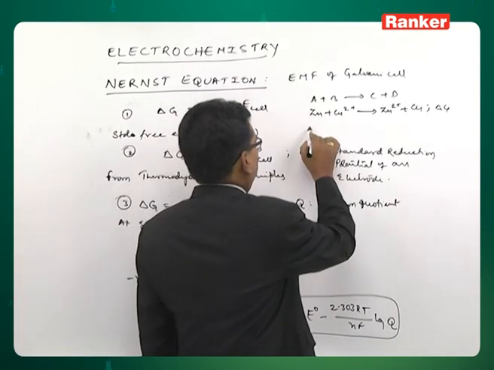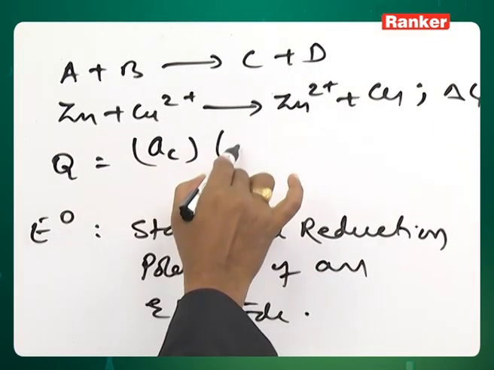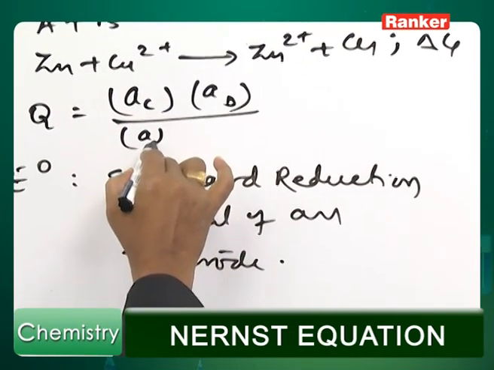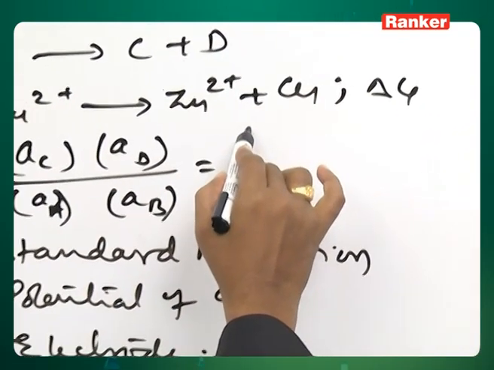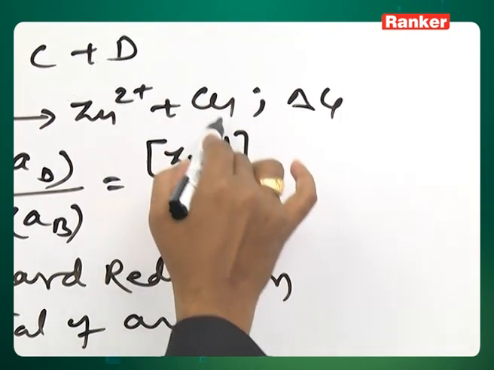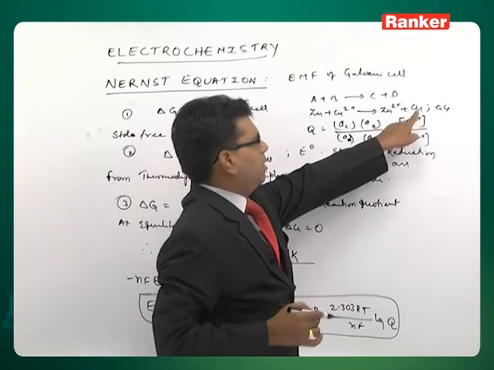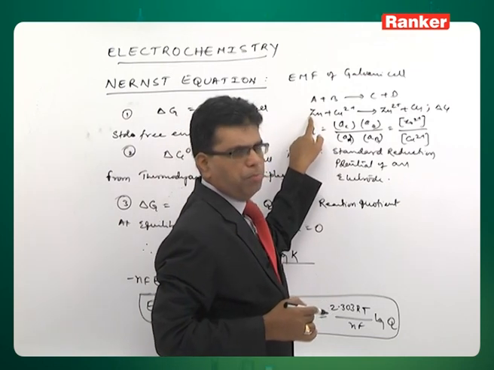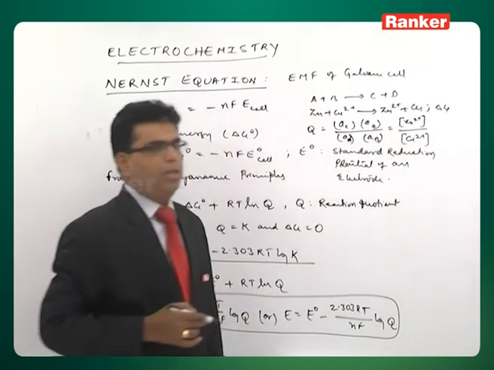So, if you know the standard reduction potential value E naught and Q, the reaction quotient, how do we write Q for this reaction? Q is nothing but active mass of C into active mass of D by active mass of A and active mass of B, which we write as concentration of zinc into active mass of pure solid copper by active mass of copper. Active mass of a solid is 1 for copper, similarly the active mass for zinc, which is a solid, is 1. So, we take it as concentration of zinc by concentration of cupric ion.